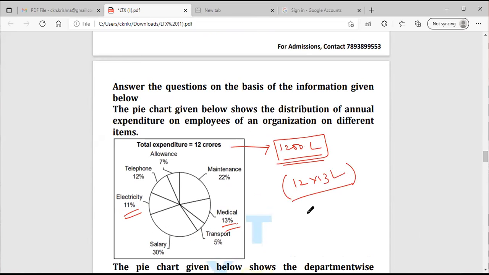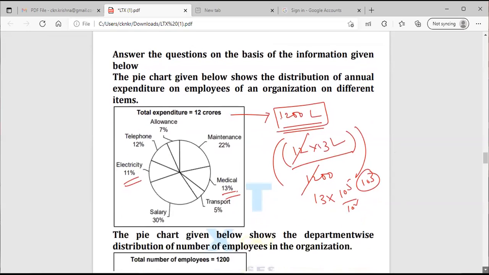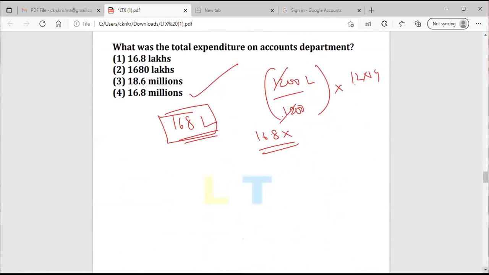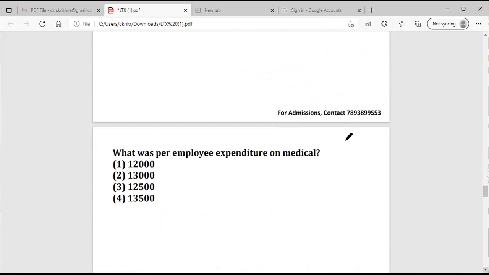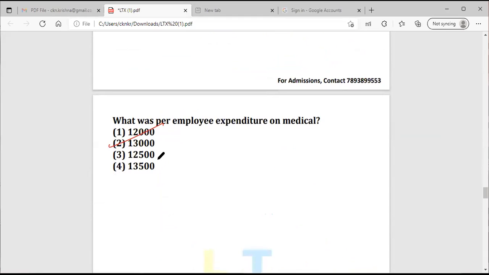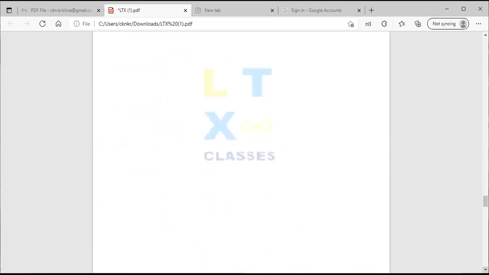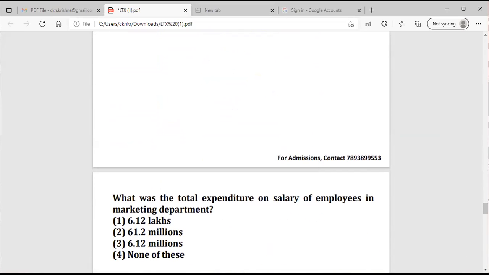కానీ నా దగ్గర ఉన్న నెంబర్ ఆఫ్ ఎంప్లాయీస్ 1200 ఉన్నారు. బై 1200, this is per employee. 12 క్యాన్సిల్ అయిపోయింది. 13 into lakh by 100, 10 power 5 by 10 squared. అంటే నాకు వచ్చేది 10 cube కదా, అంటే దాని ఆన్సర్ 13,000. For every single employee, the expenditure we are having on medical is 13,000. Clear? Am I clear? Go to the next one.